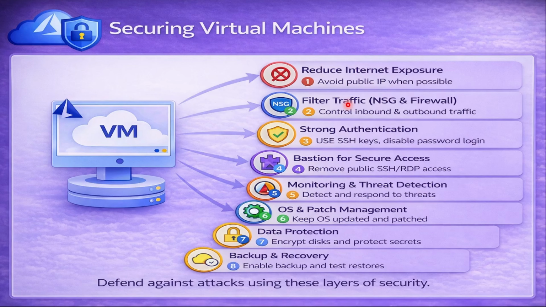Second, filter traffic using network security groups and firewalls. Control inbound and outbound traffic carefully. Define exactly which ports and protocols are allowed. Everything else should be denied. So we're gonna use the network security group in our Terraform code in this video.